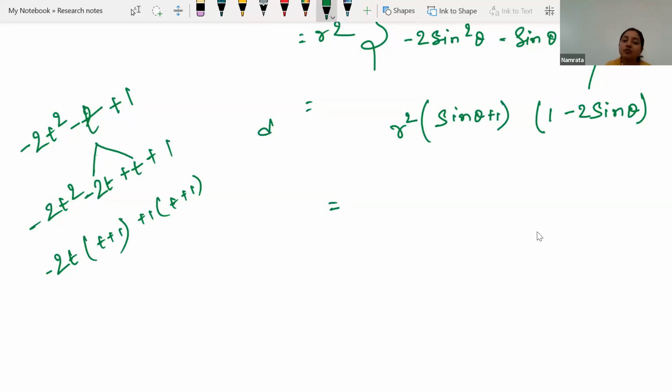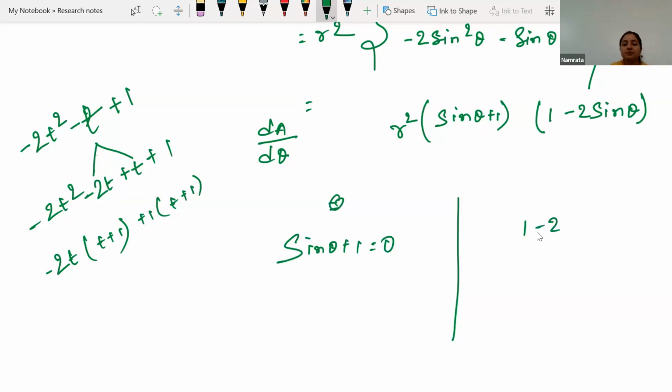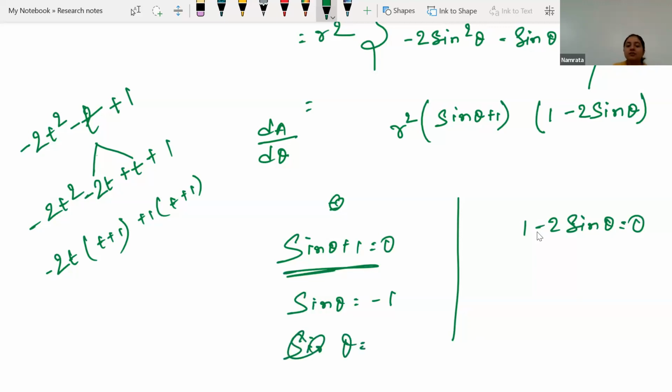This is our dA over d theta. Still we have not found the critical point. We will compare it with 0. Then either sine theta will be 0 or the other factor will be 0. Since this one is 0, sine theta equals -1, and here theta will be 3 pi by 2.